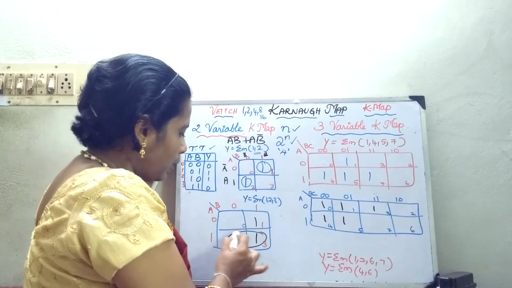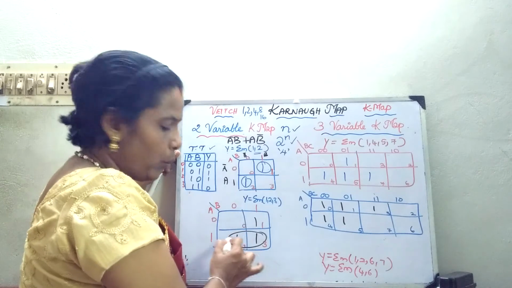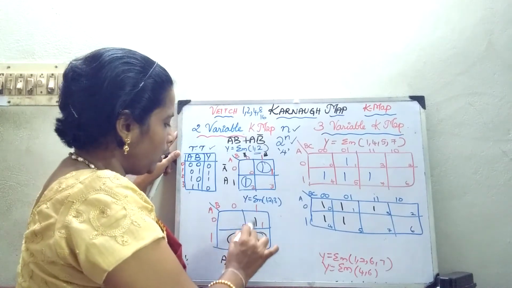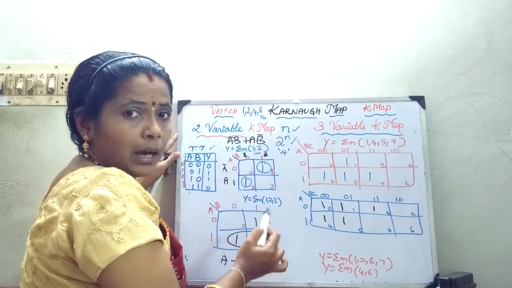Whenever all the cells are connected either row wise or column wise, only this row wise answer will come. Now, here, what is the objective you will have?